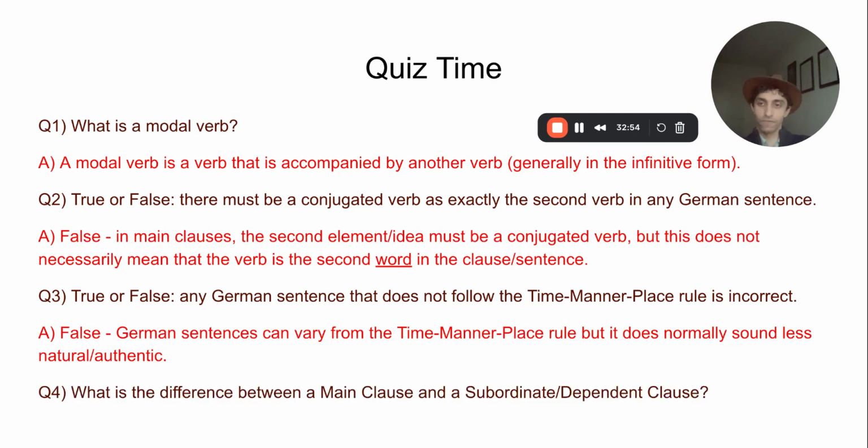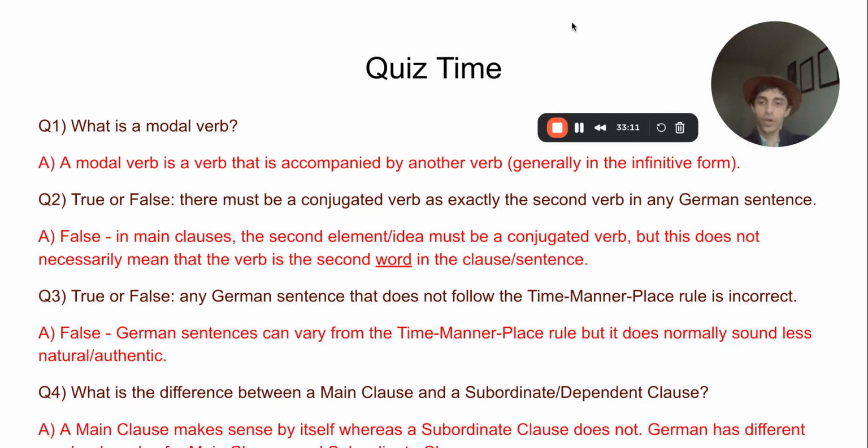And lastly, question 4, what's the difference between a main clause and a subordinate or dependent clause? Subordinate or dependent clauses are the same thing, but alternative names. Okay, I'll show this as well. So a main clause is one that makes sense fully by itself, but a subordinate clause or dependent clause does not. German, of course, has different word order rules for main clauses and subordinate clauses, so that's something you need to understand well.